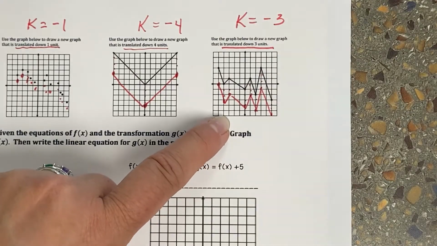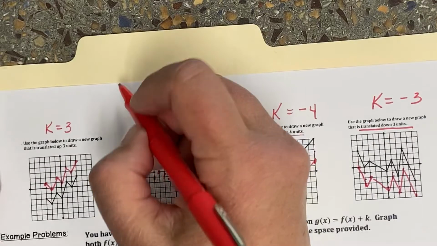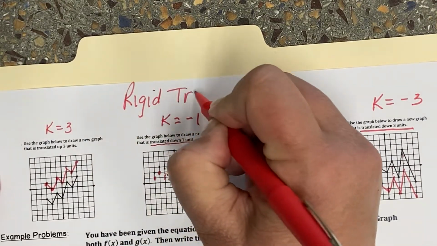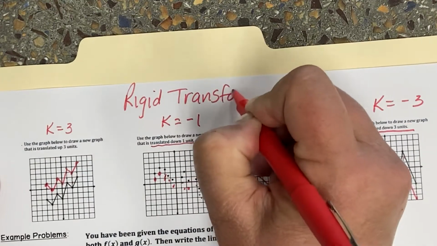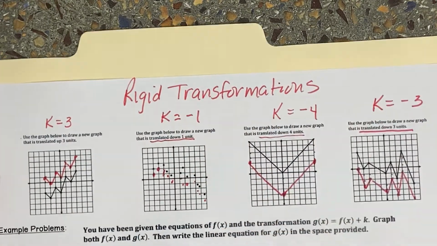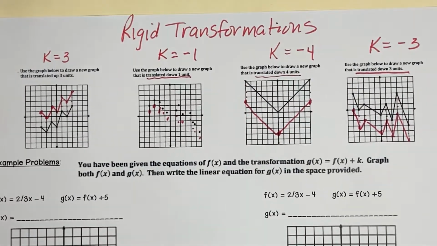Okay, there you go. Shifted down 3 units. These are all called rigid transformations, because they stayed the same looking graph, they just moved down or up.